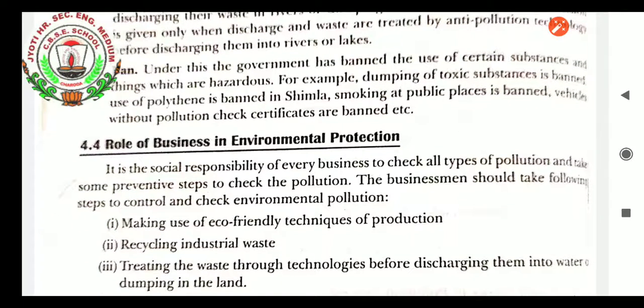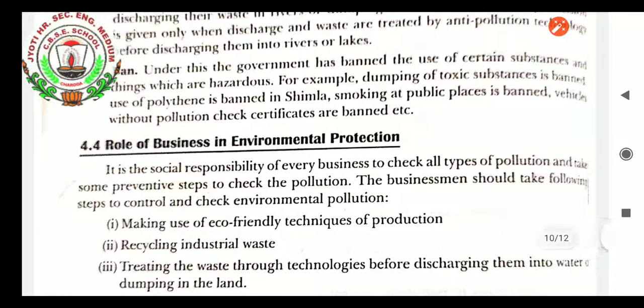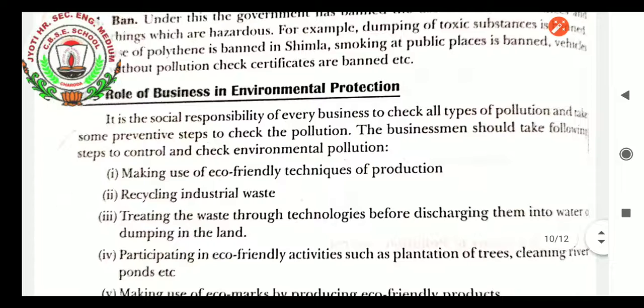Now we are going to learn the role of business in environmental pollution. What is the role of business, students? It is a social responsibility of every business to check all types of pollution and take some preventive steps. The businessman should take the following steps to control and check environmental pollution. The very first is making use of eco-friendly techniques of production, recycling industrial waste, and treating the waste through technologies before discharging it into water or dumping it in the land.